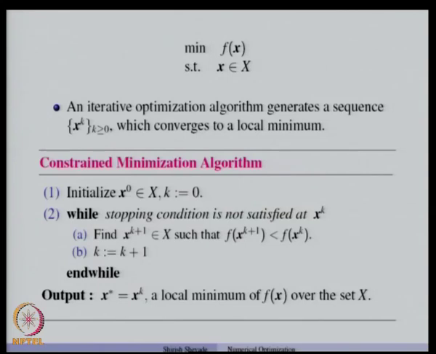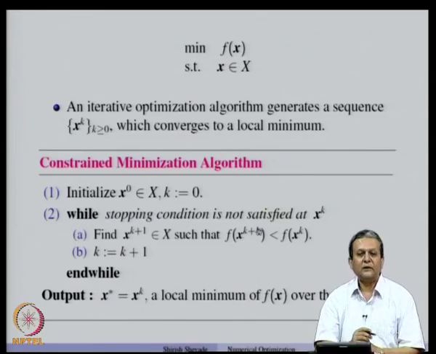Now, there are two important points that one needs to consider here. First, what is the stopping condition that needs to be satisfied at xk? In the case of unconstrained optimization problem, we said that the norm of the gradient being less than or equal to some epsilon can be one of the stopping conditions. What are the analogous conditions in the case of constrained optimization problem? Secondly, how do we get xk plus 1 in the feasible set X, such that the function value decreases? So, these are two important points that one needs to consider when one writes a constrained optimization algorithm.